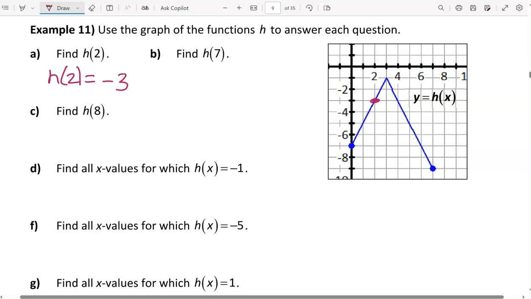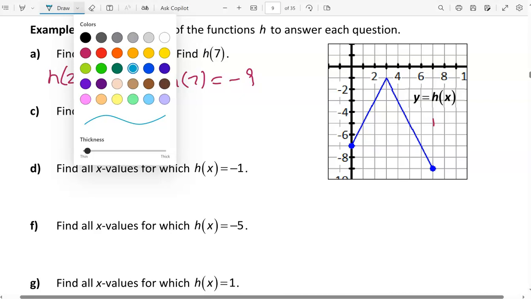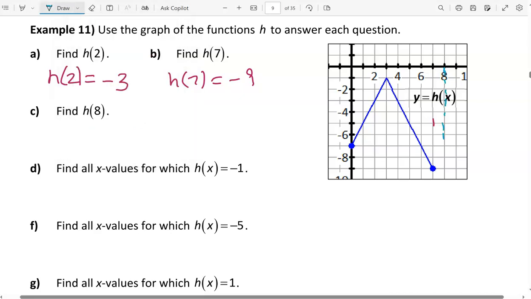Now let's find h of 7. H of 7 is -9 because when x is equal to 7, the y value is -9. Lastly, h of 8. What you'll notice here is that if we go to x equals 8 on the x-axis, and then we go down and try to find a point on the graph, there is none there, which means that h of 8 is undefined. It hasn't been defined by this graph.